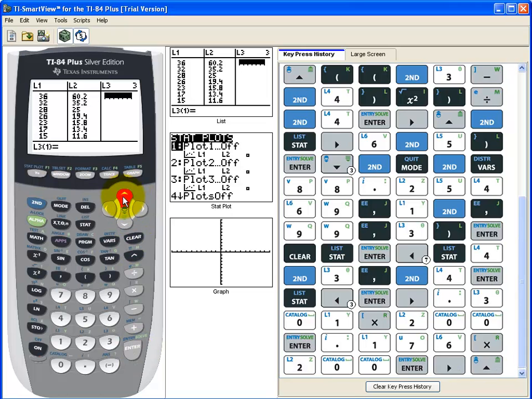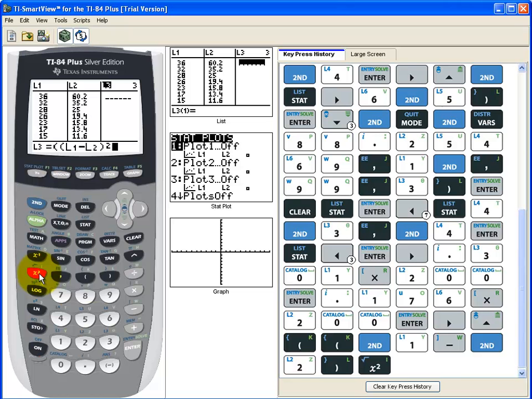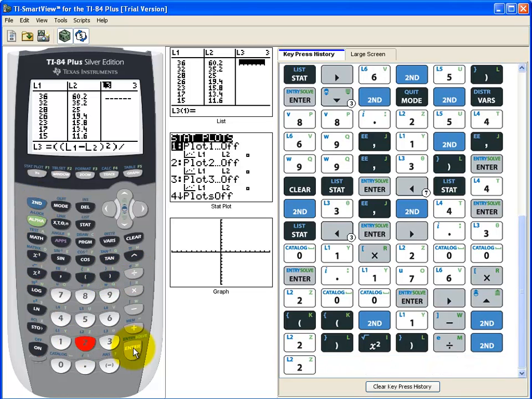Now, in order to construct the test statistic, again, we have to go back to list 3, and we want to take the quantity observed minus expected, square it, and divide by expected. So I have list 1 containing observed, and I have list 2 containing expected. Square that, and I'll divide that by list 2. So that list is then populated automatically.